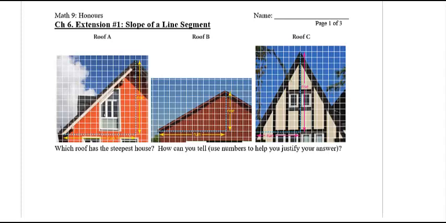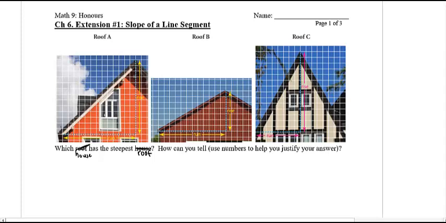Number 1, we'll talk about something called the slope of a line. I've given you 3 pictures here with 3 different roofs. And I'm going to ask you this question. Which roof has the steepest house? Actually, it should be the other way around. Scratch that. Which house has the steepest roof? That's a better question. And I want you to not just tell me which one, but use numbers to justify it. Many of you probably picked C, right? Yeah, that one seems to be the steepest.